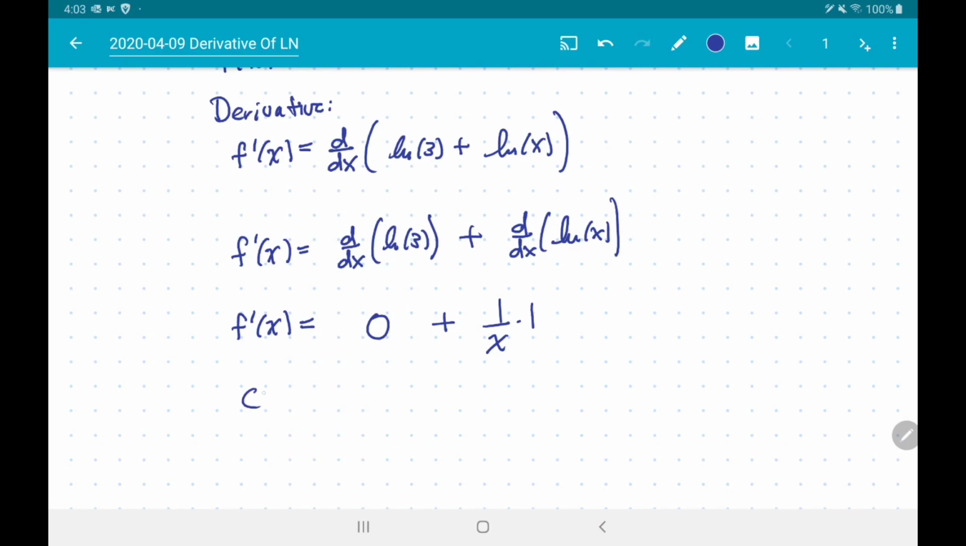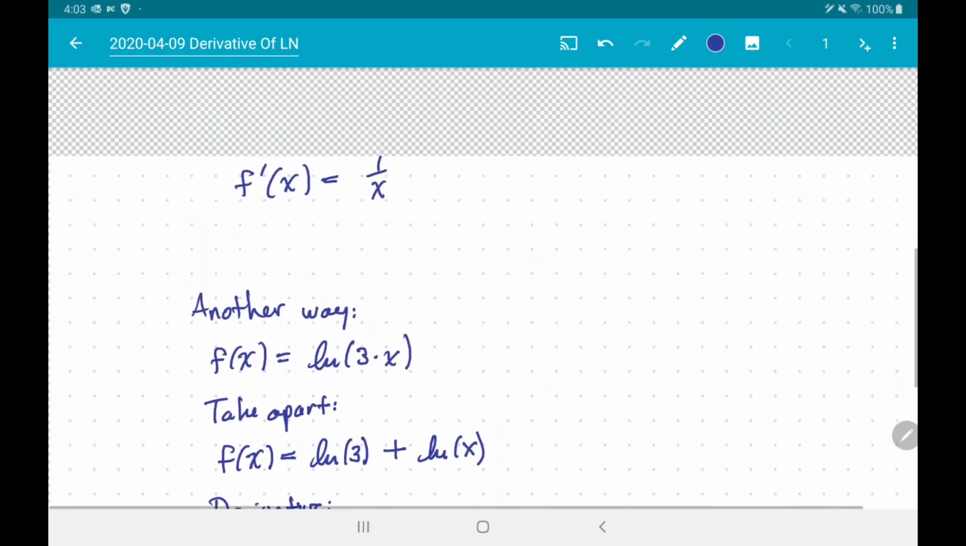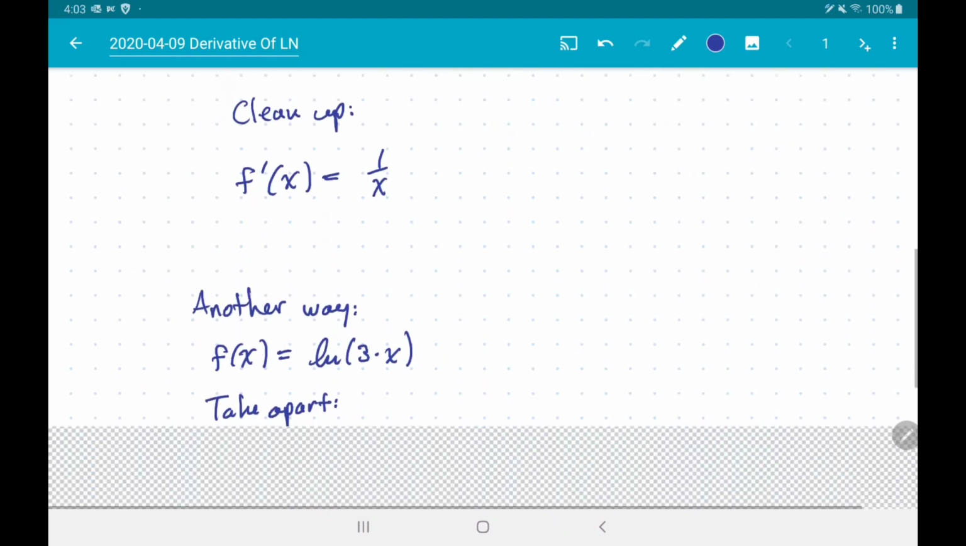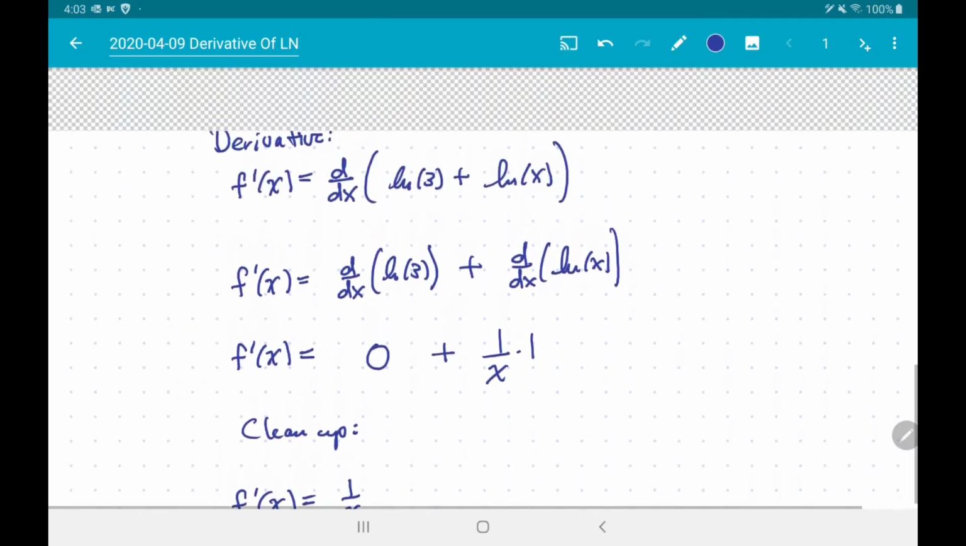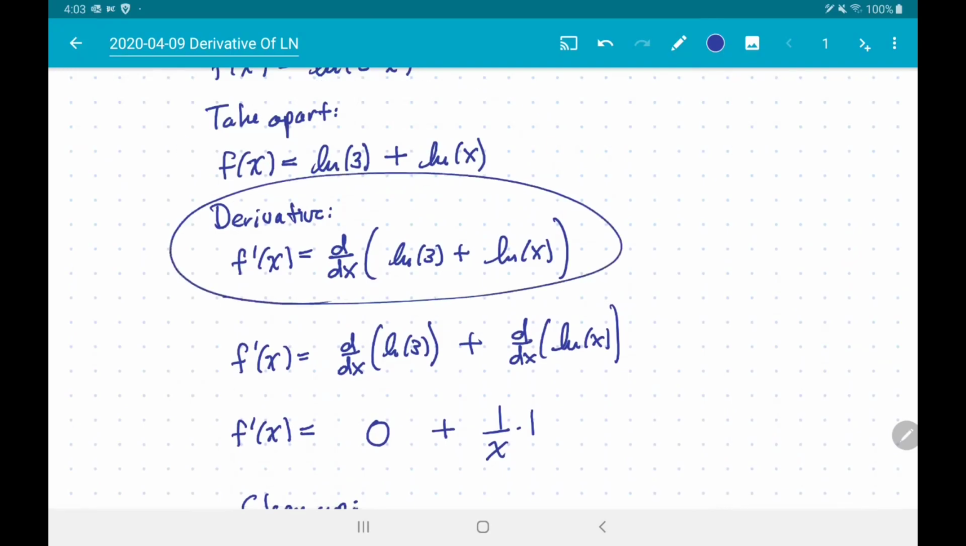So now we clean this up, and we get that f prime of x is 1 over x, which is the same thing that we got doing it this way. That was using the formula directly and then doing some algebra to clean it up. This was doing some algebra to take apart the formula first, then applying the derivative rules.